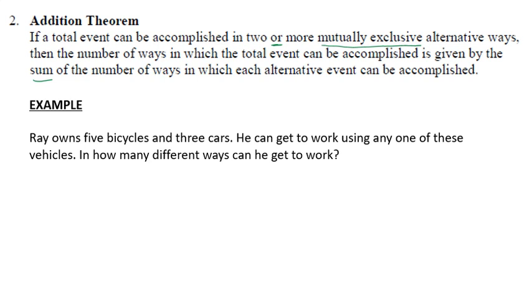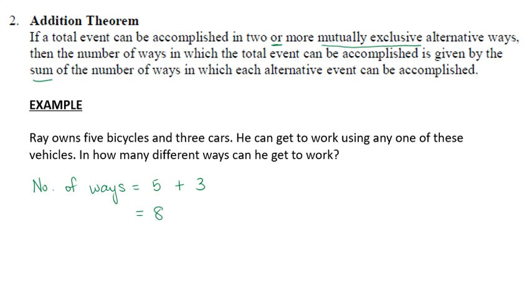So it's a simple calculation. The number of ways would be equal to adding the 5 and the 3, because he has 5 bicycles and 3 cars, and it's one of them that you're using. It's one of the bicycles or one of the cars. It's not an and situation. So this is 8. There are 8 different ways that he can get to work. And that's rule number 2.